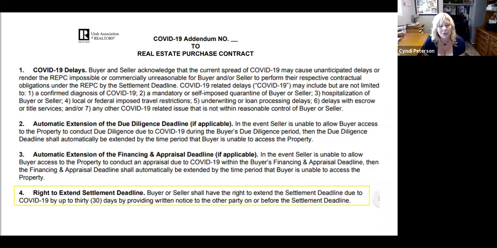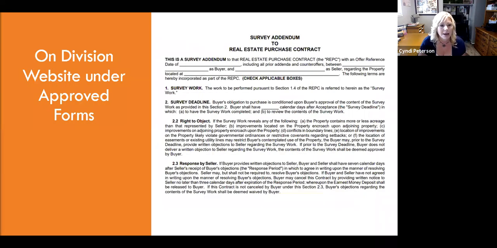So you need to make sure that when you're explaining this addendum to your seller or buyer, because the seller could say, we need another 30 days because we've got sick or something. It can go either way, but either way, it has to be in written notice. So I'm just making you aware that you could get almost to the settlement deadline, and if something came up, there could be a 30-day extension. So explain that to your clients when you're talking about this. Any questions on the COVID addendum?